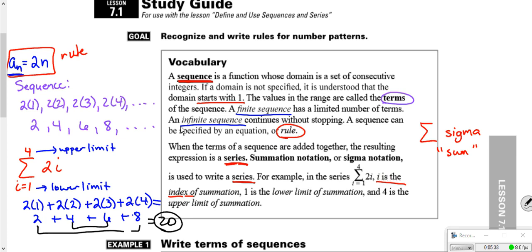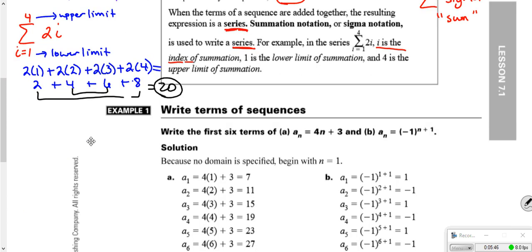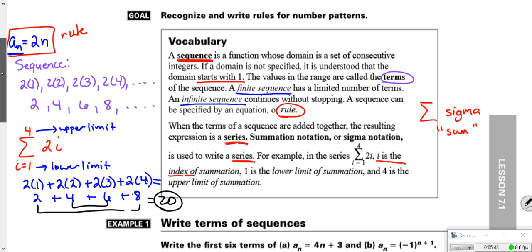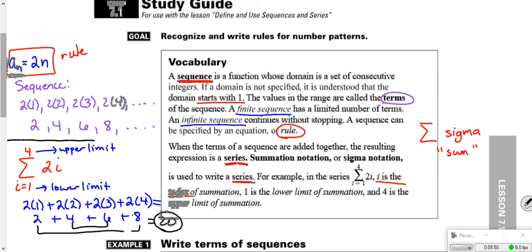So that's a summation of a series, or we can just have a sequence of numbers. So this is sequence. This is summation of series.